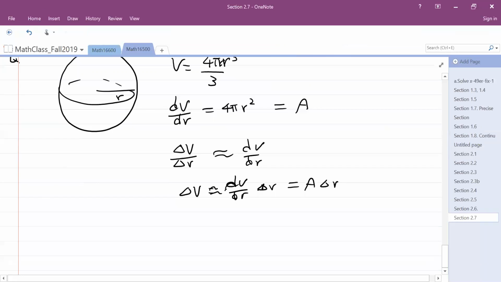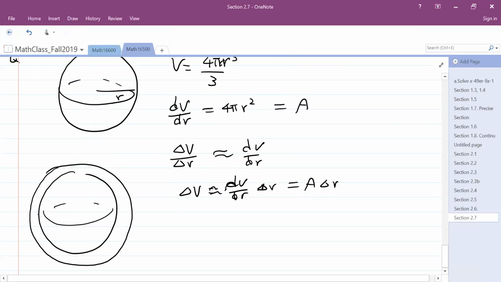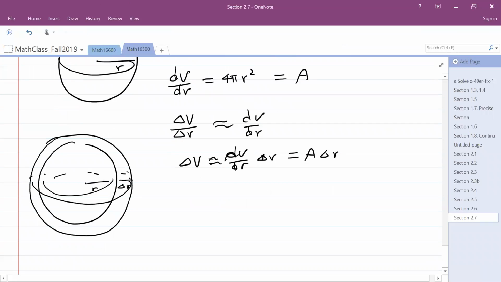Let me draw the picture. How can I draw two balls? I can draw like that. It looks like two balls. This is delta R. This is R. The surface area is A, so A times delta R is just the product. It looks like this is the increased part of the volume.